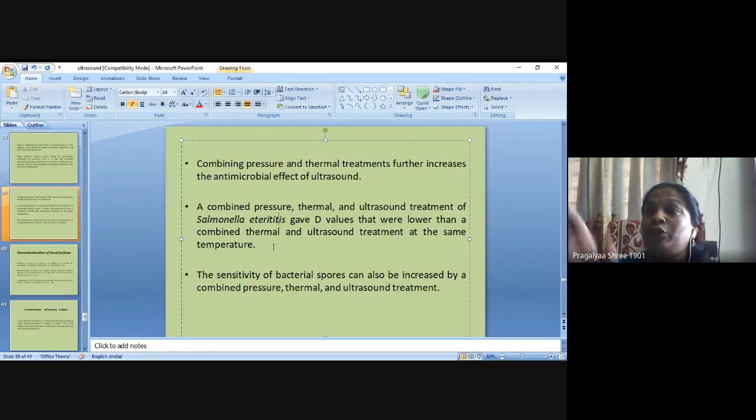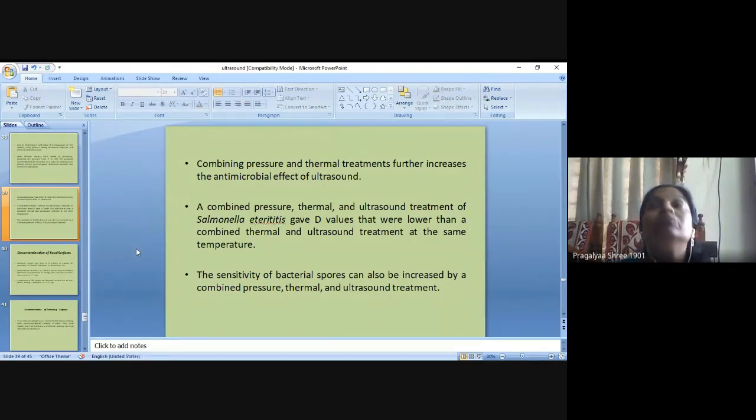Okay, when compared to the thermal and ultrasound treatment, you will be able to obtain a D value lower than that of the thermal and ultrasound. Okay, so that is another one. The D value, what is D value? D value is nothing but, can anyone of you please explain what is D value?